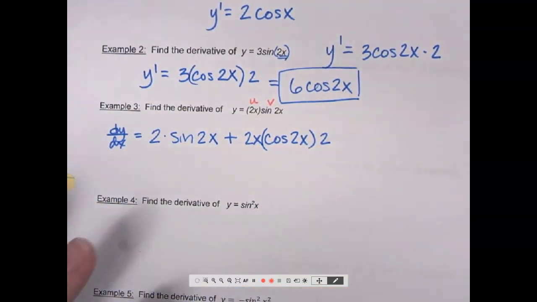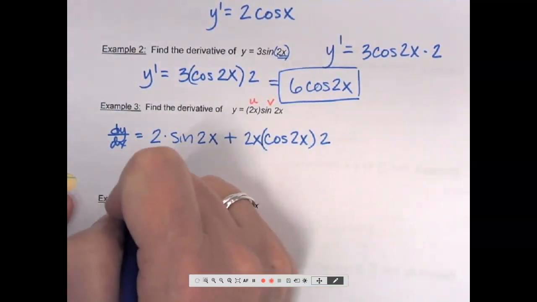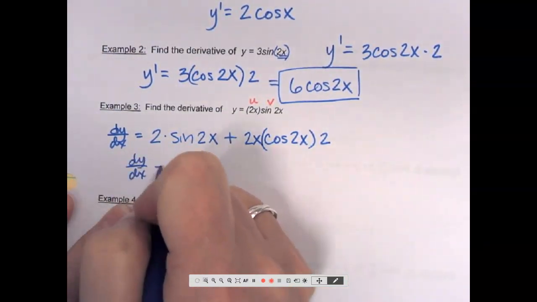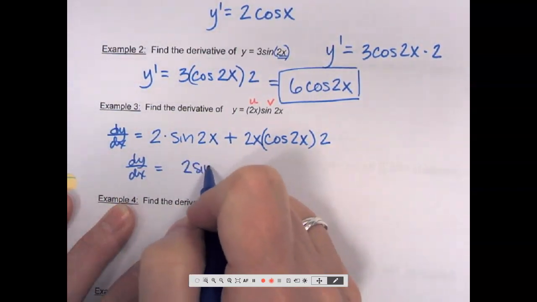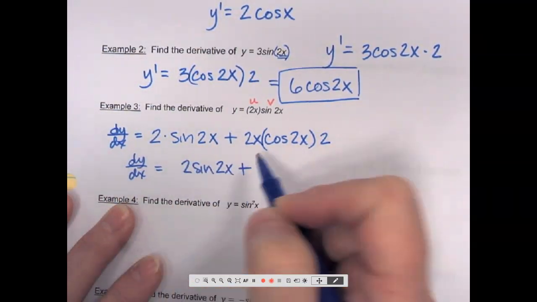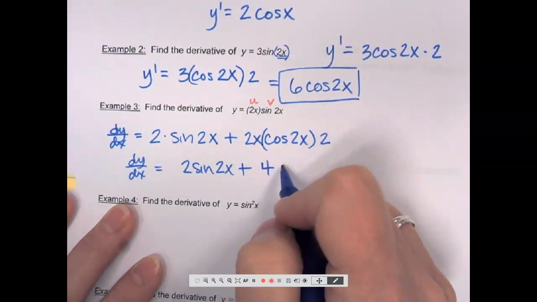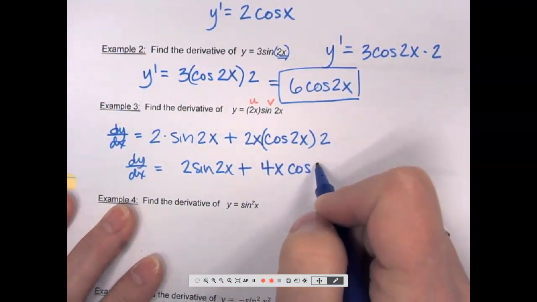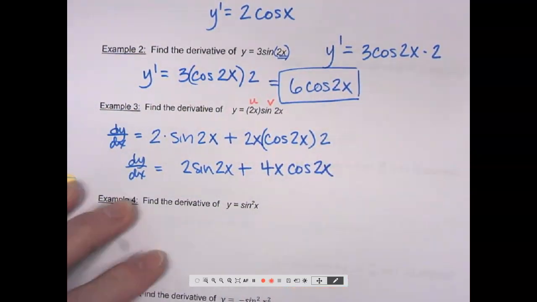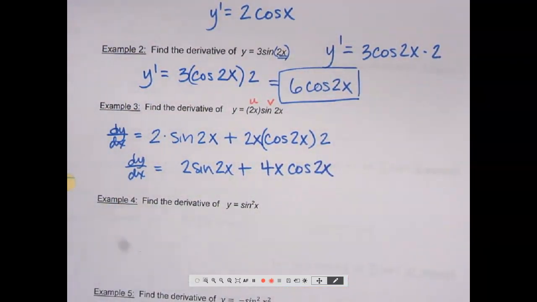Okay, so let's just rewrite that one more step. 2 sine 2x plus, what would I make that? 4x cosine 2x. Can I add anything, combine anything, do anything with that? No.